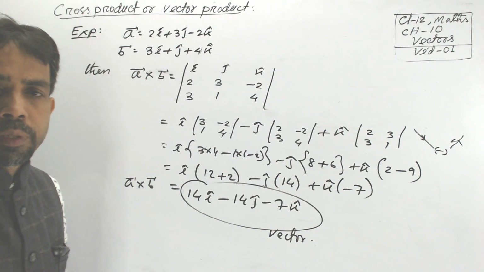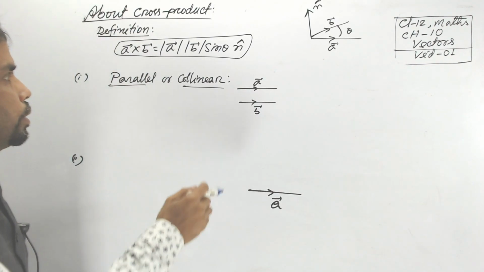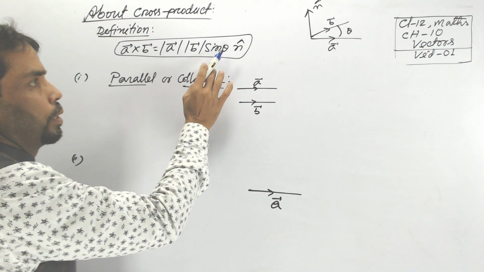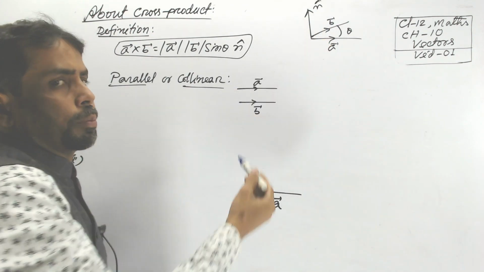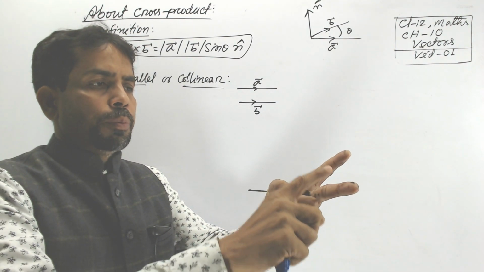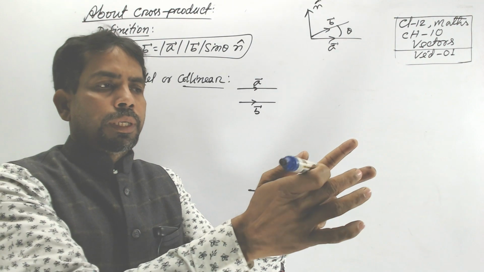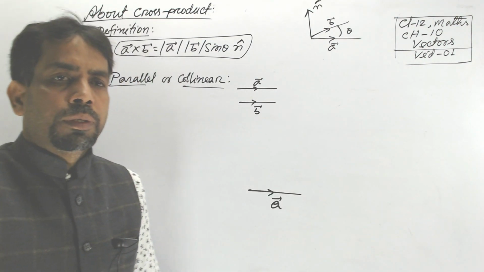About cross product, the definition we have just now learned. A cross B equals magnitude A, magnitude B, sin theta, n cap. N cap is a unit vector which is perpendicular to both A and B. Like this: if A is this, B is this, n cap will be perpendicular to both A and B, like this. That is the definition of cross product.